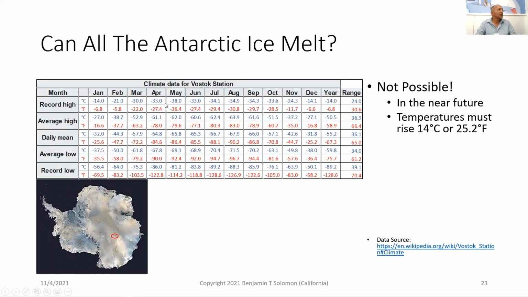This is the climate data from the Vostok station. The Vostok station here is the coldest place on the planet. This is a satellite photograph of Antarctica. And when you look at all these ranges, you can see that if all this ice is going to be melted away, the temperature must rise by at least 14 degrees, or 25 degrees Fahrenheit. That's not going to happen. When you look at how these temperature ranges happen, that's not going to happen.